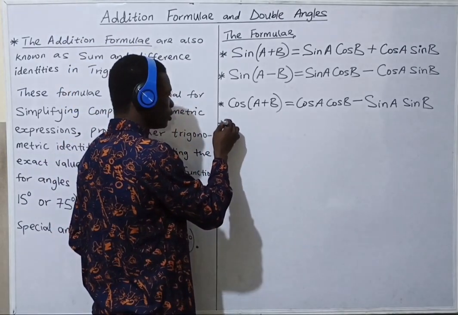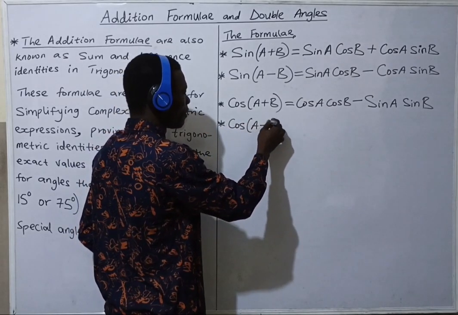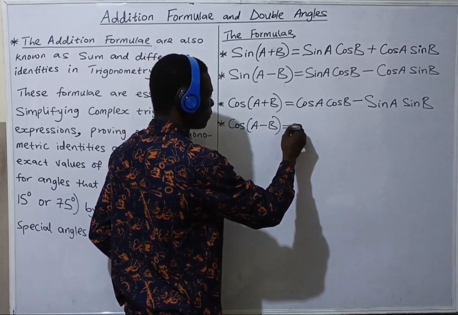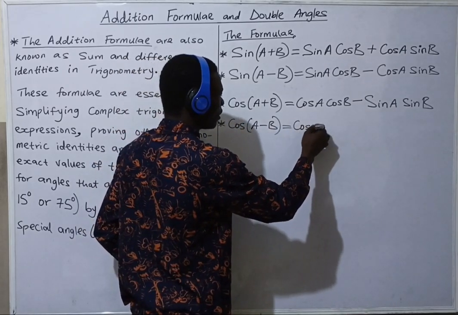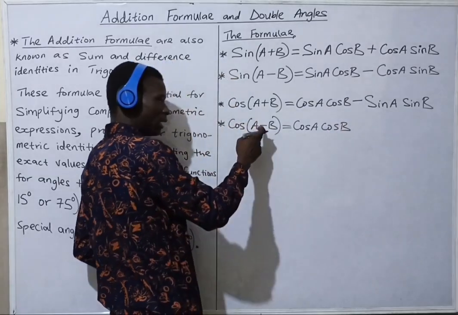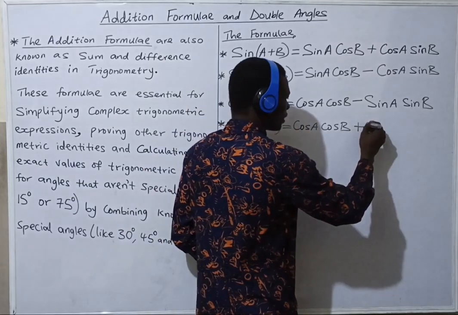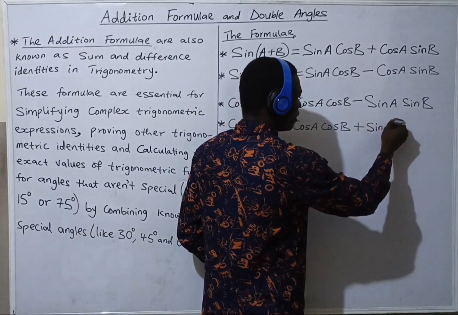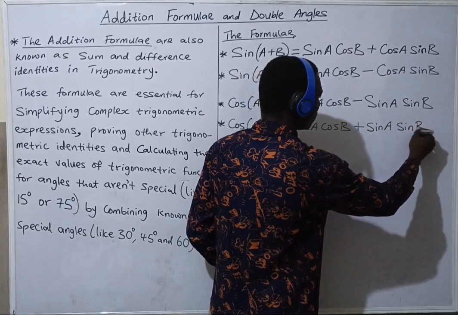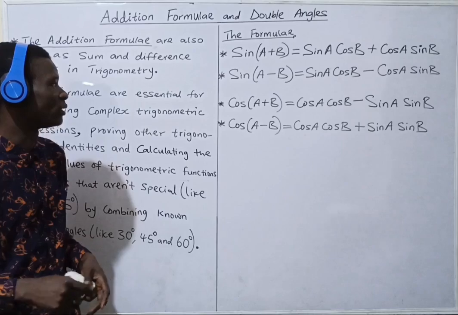Then the next one is going to be cos(A - B). This time around, what are we going to be having? That's going to be cos A cos B. Still, as this is minus, this will now be plus sin A sin B. That is what we are having in this case.